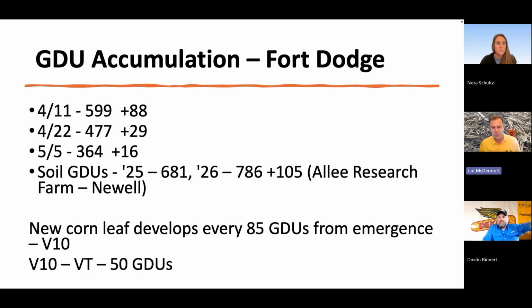And just as a reminder, we know we're developing corn leaves fairly quickly now, about every 3 to 4 days. And then once we get past V10, the accumulation even happens faster as far as those leaf stages. It only takes 50 GDUs to develop a new leaf.